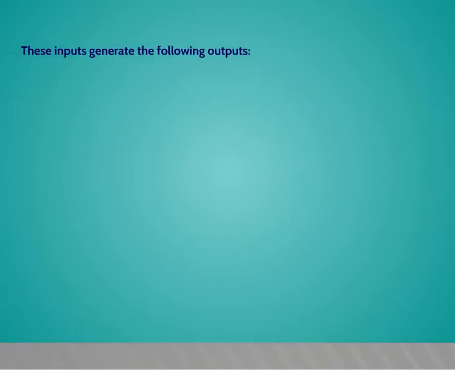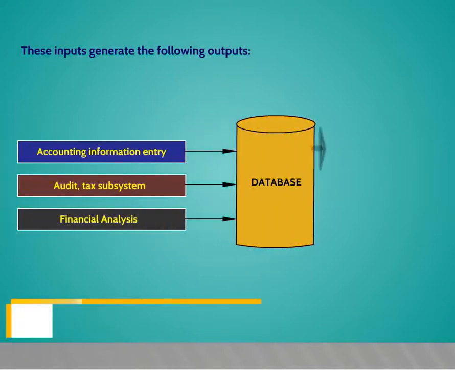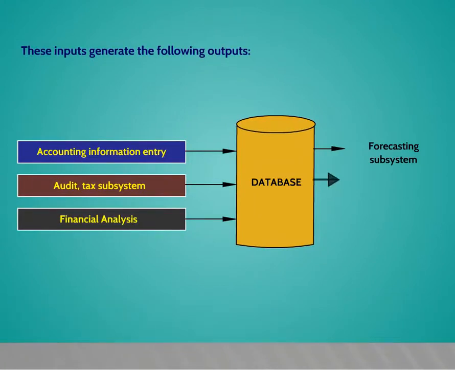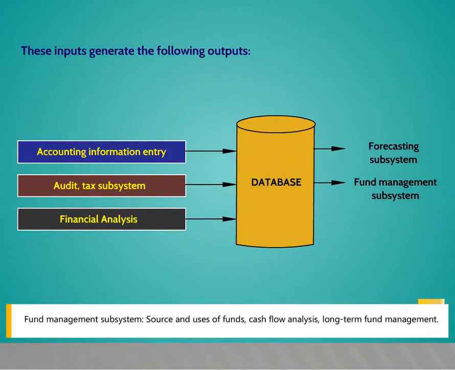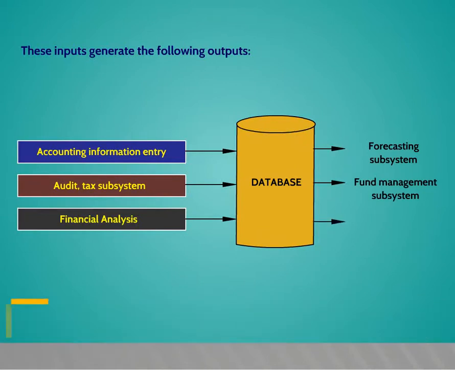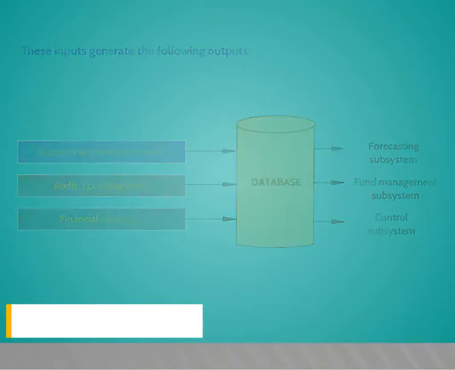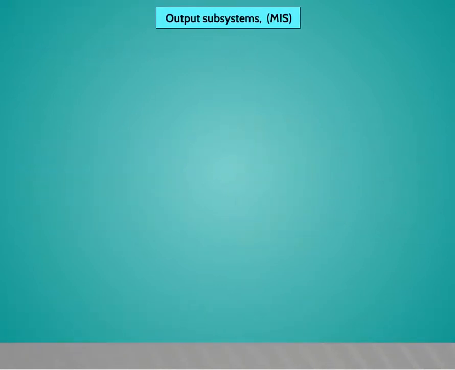These inputs generate the following outputs: forecasting subsystem, sales forecast, expenses, capital expenditure, etc. Fund management subsystem, source and uses of funds, cash flow analysis, long-term fund management. Control subsystem, budget, performance ratio, etc. Output subsystems MIS.